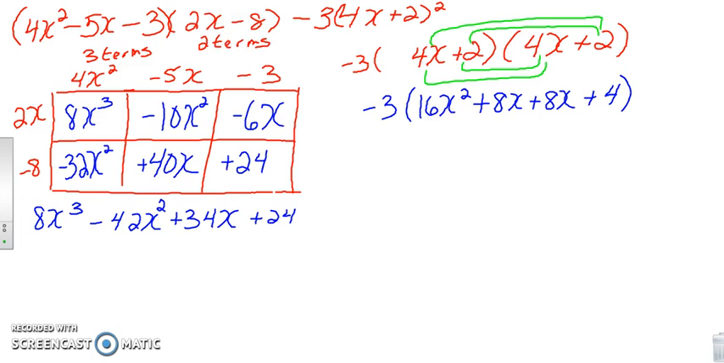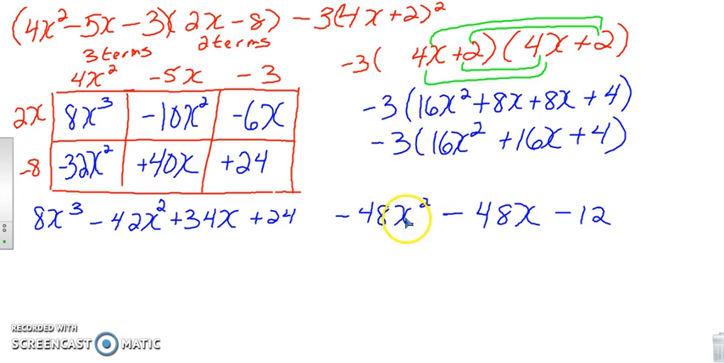So the next step is I'm going to simplify this by summing 8x and 8x to get 16x. So now I have negative 3 times 16x squared plus 16x plus 4. I am now going to multiply each one of these by the multiplier here, of negative 3. And I now have negative 48x squared minus 48x minus 12.